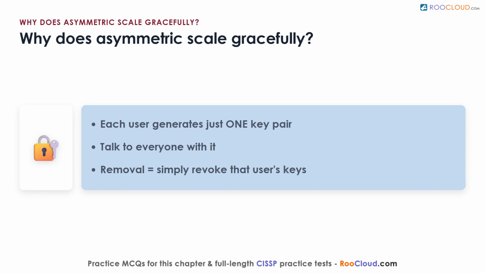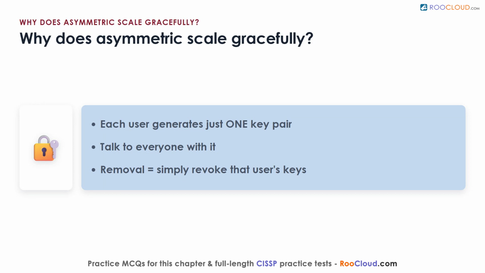Each new user generates just one key pair and can then talk to everyone in the system with it. Removing someone is just as clean, since you simply revoke and cancel their keys without disturbing anyone else. Picture a company directory. One published extension per person lets the whole building reach them, no matter how many people join.